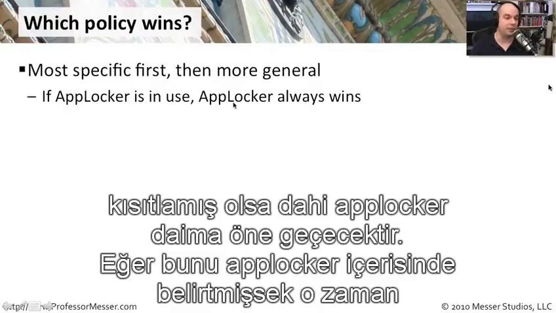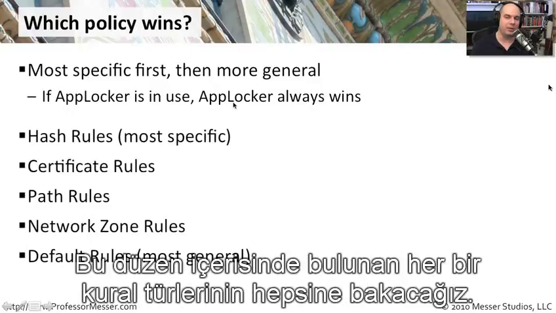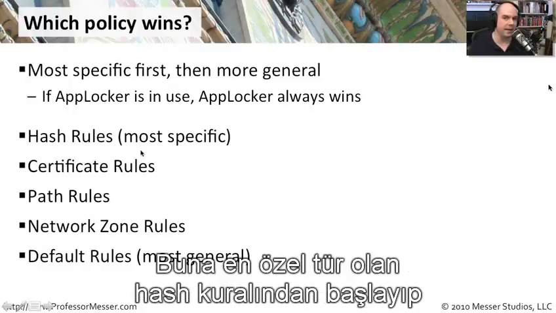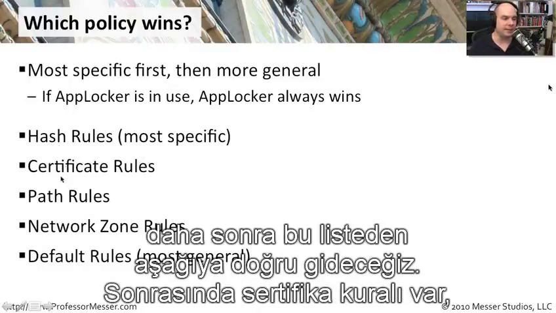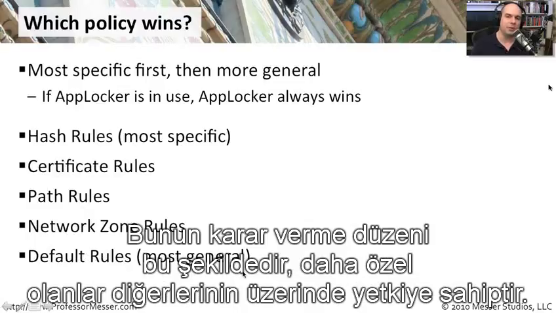If it's not an AppLocker matter, then we can look at our software restriction policies, and we're going to look at each of these rule types in this order. It's going to start with the most specific kind of rule, which is a hash rule, and then work its way down this list. If there's a certificate rule next, a path rule next, a network zone rule, and then lastly, the default rules, that's the order that it will use to decide whether a particular rule has precedence over another.